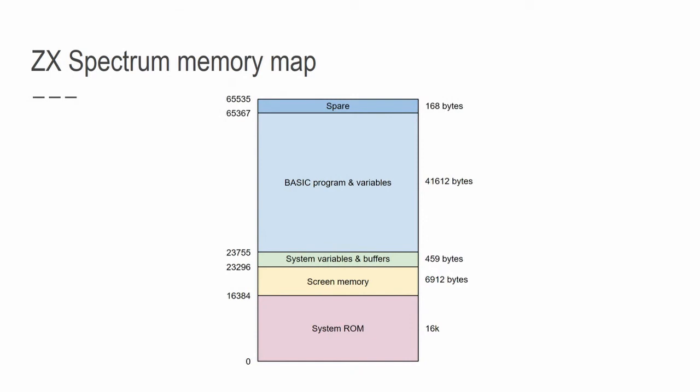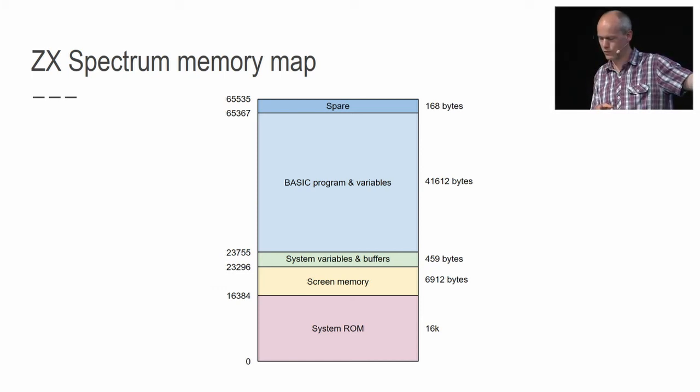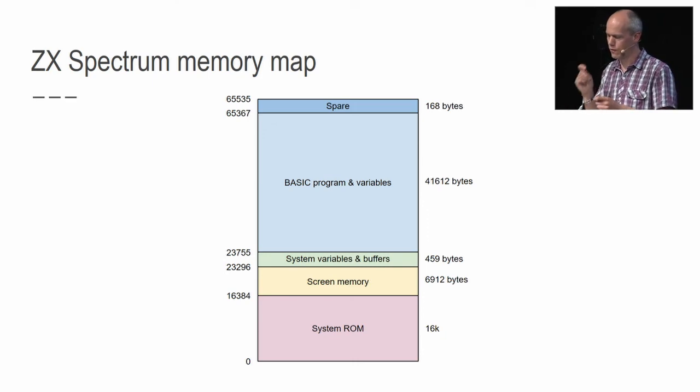So I just want to show you the memory map quickly. We'll get onto this later. But the memory map of the Spectrum is, at the bottom, the system ROM, which is 16K. You've got the screen memory there, which is just under 7K. So the screen memory, the memory was mapped directly to the screen. What data you write into that, 6,912 bytes of code, gets written directly to the screen. You're not using a graphics processor or anything like that. If you write data there, it appears the next time the screen is updated to the monitor or television. Then you've got system variables and buffers. Then you've got about 41K for the basic program and variables. And then you've got a little bit spare at the top, 168 bytes.